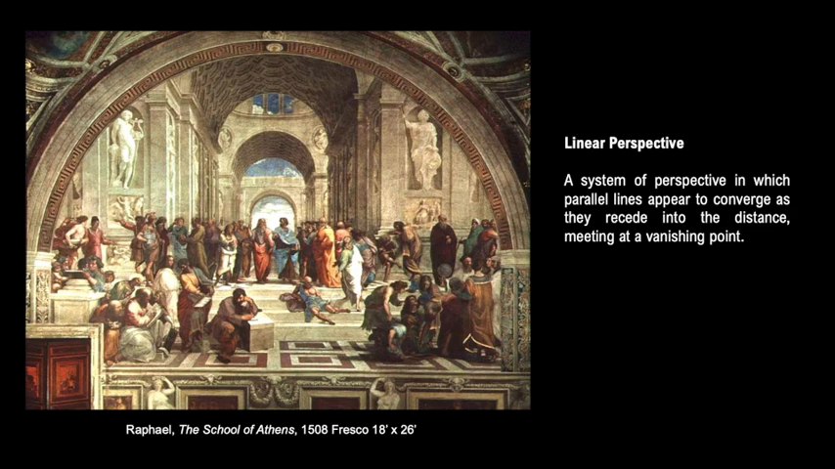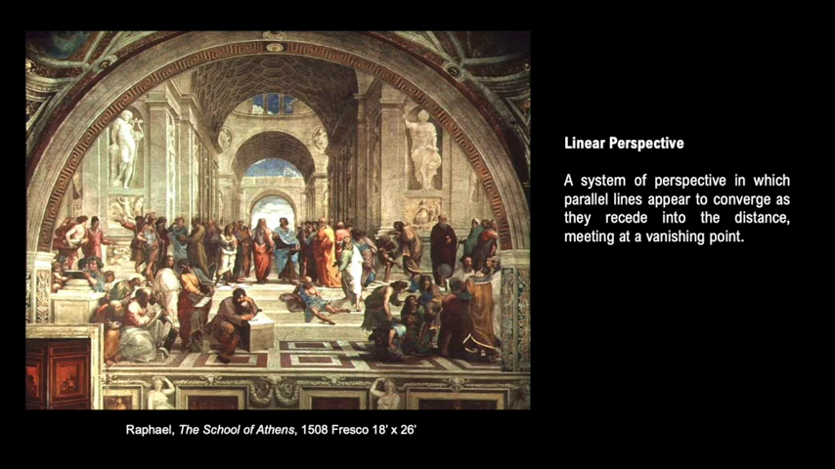Linear perspective is a system of perspective in which parallel lines appear to converge as they recede into the distance, meeting at a vanishing point. Now, this is a famous painting by Raphael, The School of Athens. Linear perspective was systematized, codified, if you will, in the Renaissance.